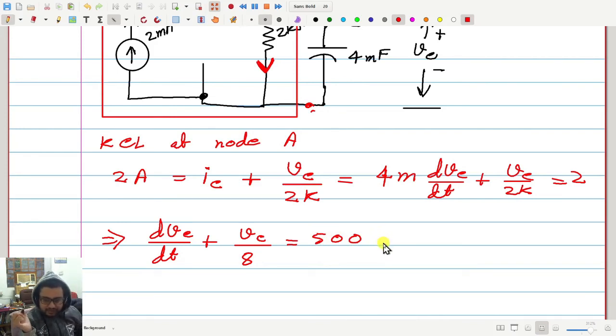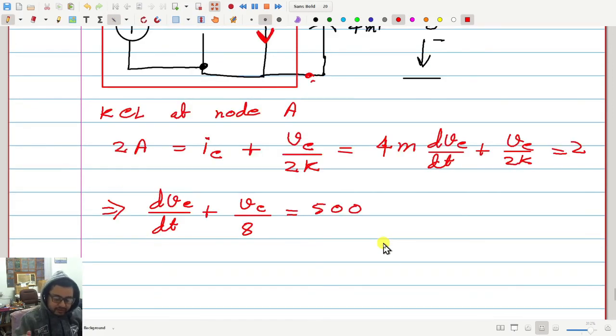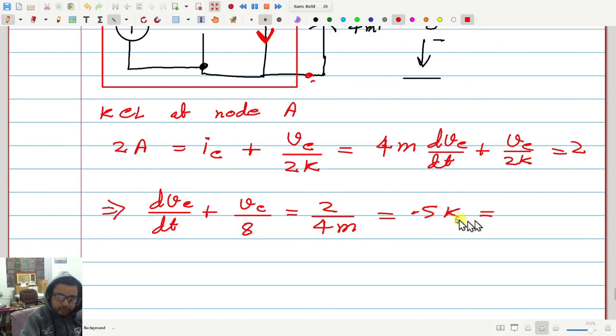Is it correct? Yes, sir. So that is milliampere, no? Pardon? Current is also in milli. Yes, sir, current is milliampere. It is 2 by 4 milli, which is like 0.5 k, which is 0.5 kilo ampere. It was 2 milliampere. Yes, you are right. Here also I missed that. So then it will be just half.